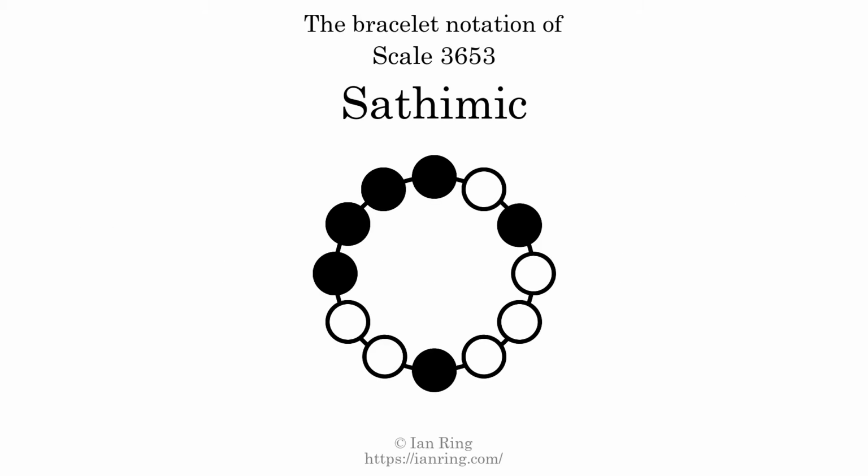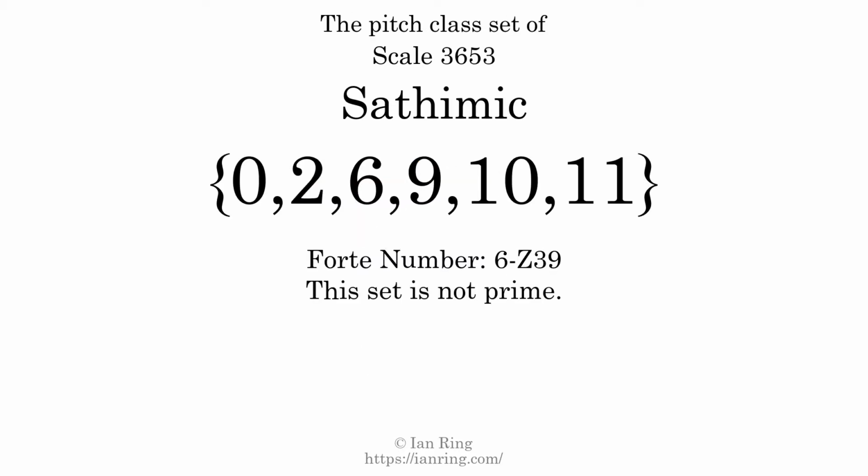This is a bracelet notation diagram of scale 3653. The shaded circles represent tones that appear in the scale, and they are read clockwise, starting at the top. The pitch class set for this scale is 0, 2, 6, 9, 10, 11. The forte class is 6Z39. This set is not prime.